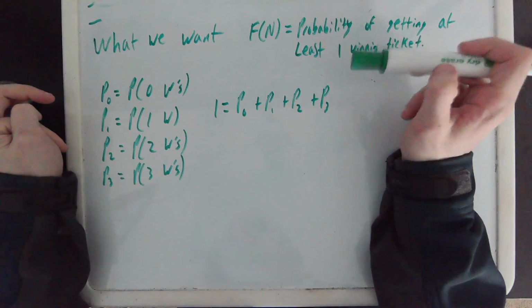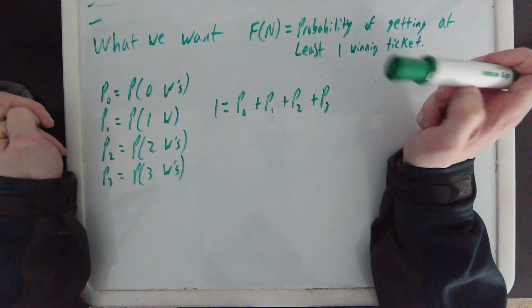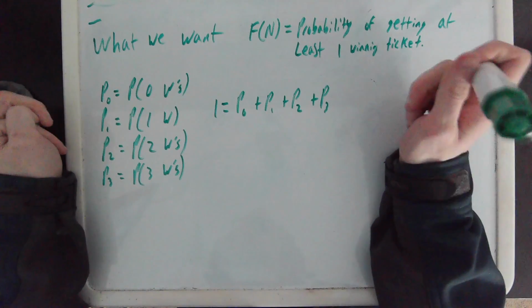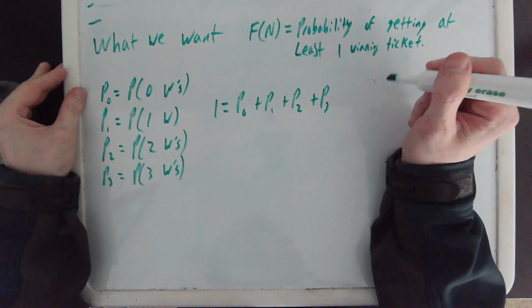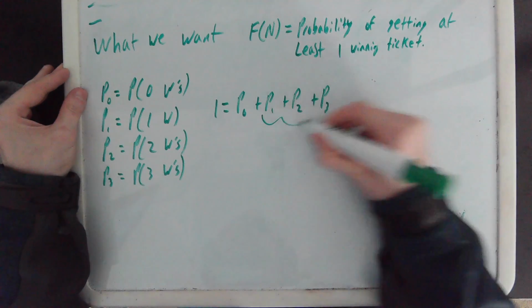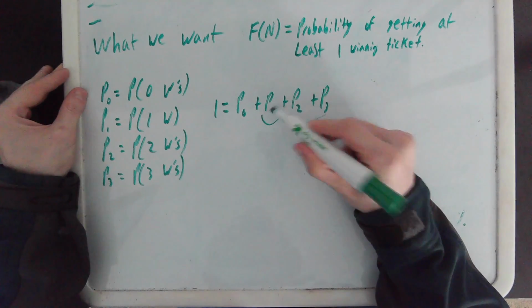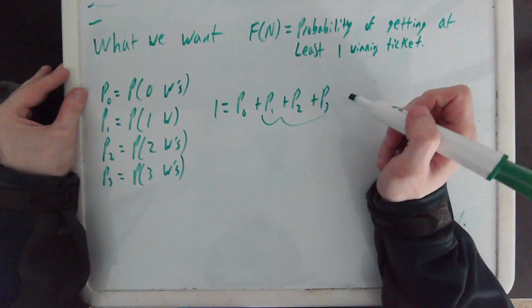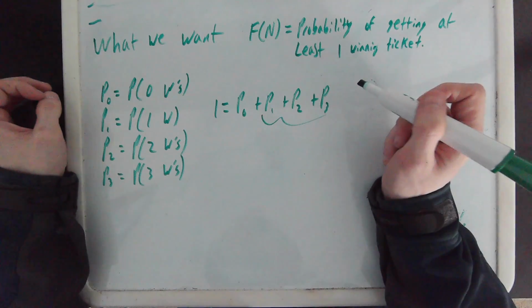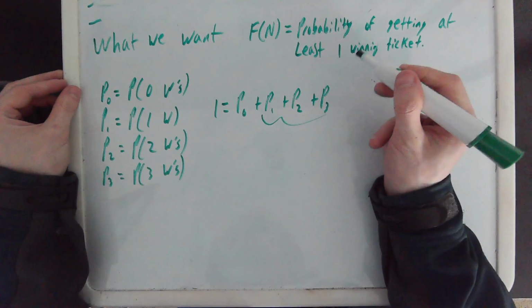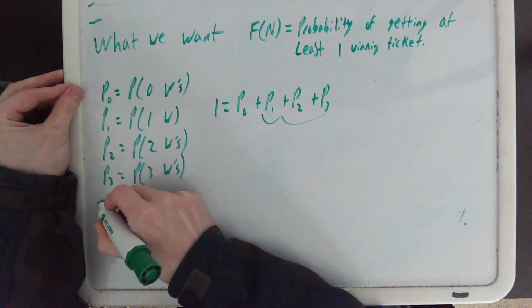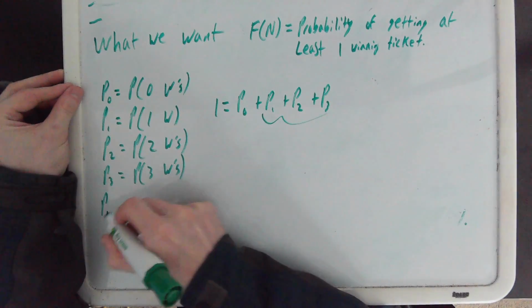The thing we're interested in: what's the probability we get at least one winning ticket? And the at least one winning part is right here, right? This is getting 1 or 2 or 3. And what's nice is if we made this problem for a different value of n, for example, n equals 4, we could just add another term here, right?